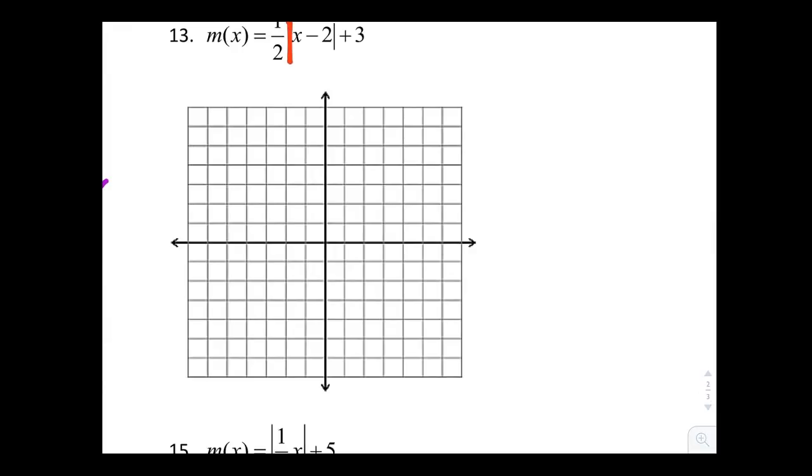Again, absolute values, it's going to be V-shaped. -2, it's going to move to the left. Nope. In a mirror, it's going to move to the right 2. I get this V shape here.